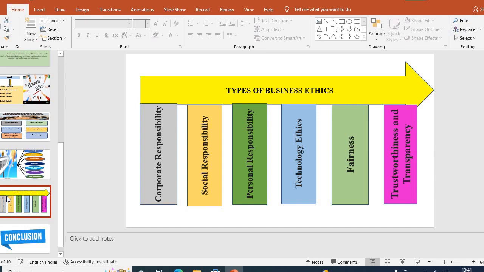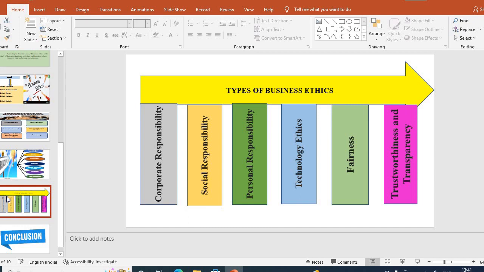The next type is fairness. Favoritism is highly unethical. Every individual possesses certain personal biases, but at the workplace, personal beliefs and biases should not affect decision making. The firm has to ensure fair chances of growth and promotion for all.